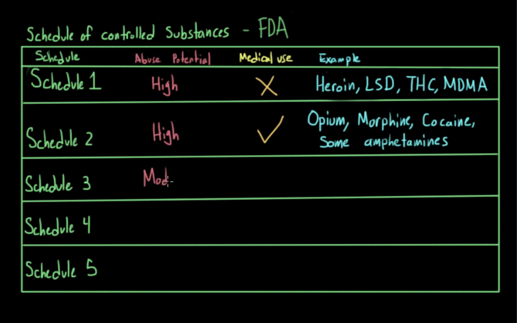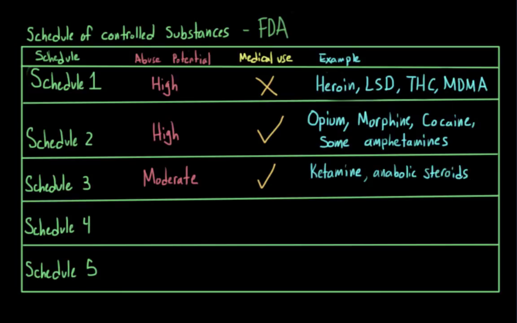Schedule 3 drugs are drugs that have a moderate abuse potential, less than those in Schedule 1 or 2. And they also have some accepted medical uses. And this category includes ketamine, as well as a bunch of anabolic steroids and a number of barbiturates and benzodiazepines.